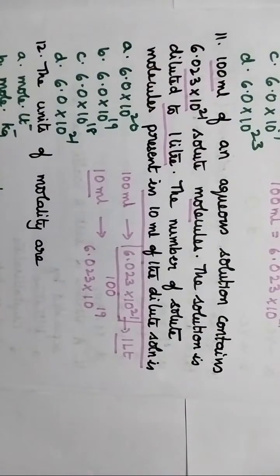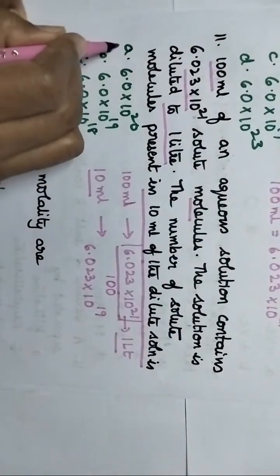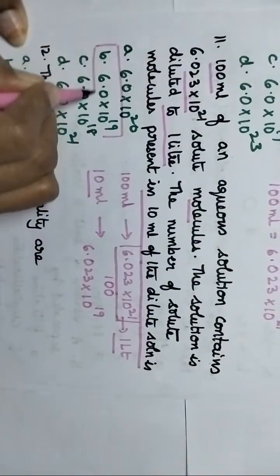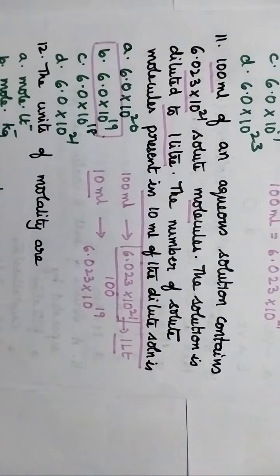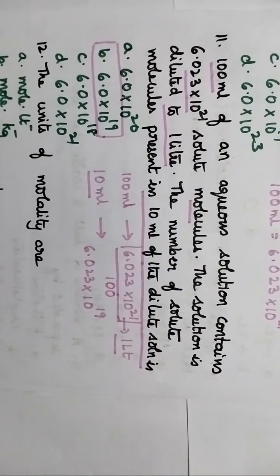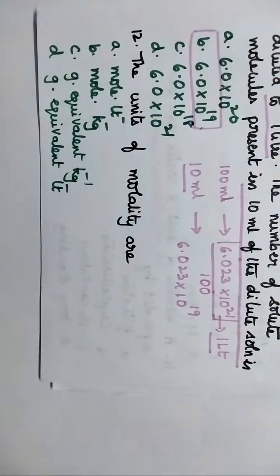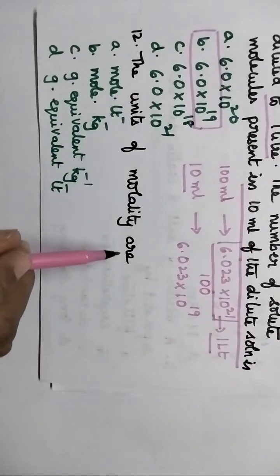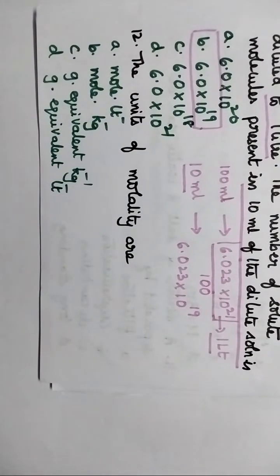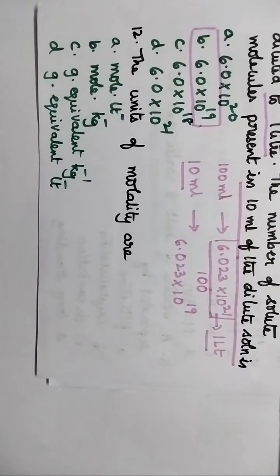Very good. Charan Sai, very good. So, option B is the right answer. Simple logic. You have to catch that logic. Clear? Next, very simple and short question. The units of molality are. Now you can answer. The units of molality are.